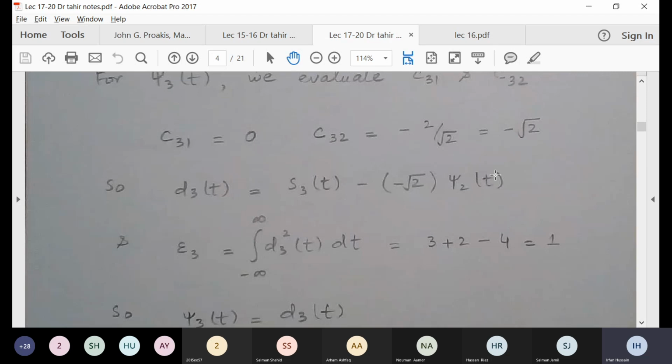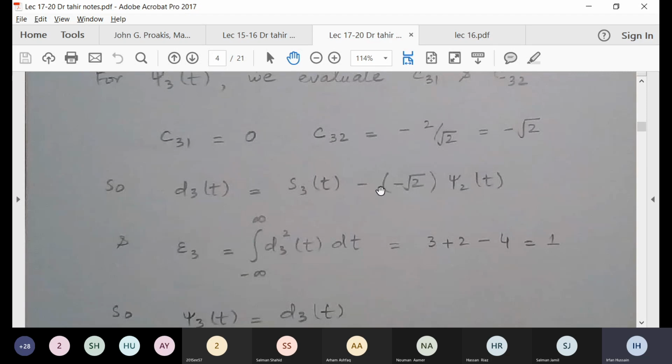Then you have minus 2ab, so minus 2 times S3 times psi 2, and you have that also minus 2 this, so minus 2 goes with minus 2, this becomes plus 2 under root 2, and S3 into psi 2 has already been found. S3 into psi 2 we saw is C32, which comes out to be minus under root 2. So 2 times minus under root 2 into minus under root 2 will give you minus 4, so this gives you 1.